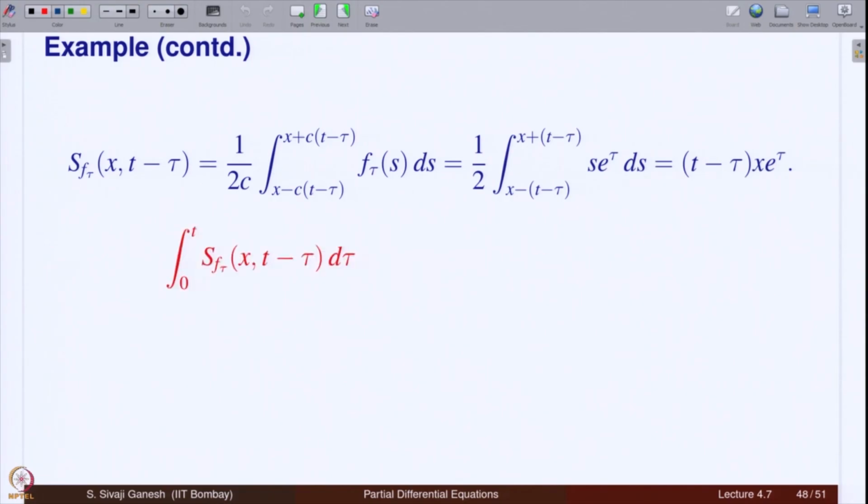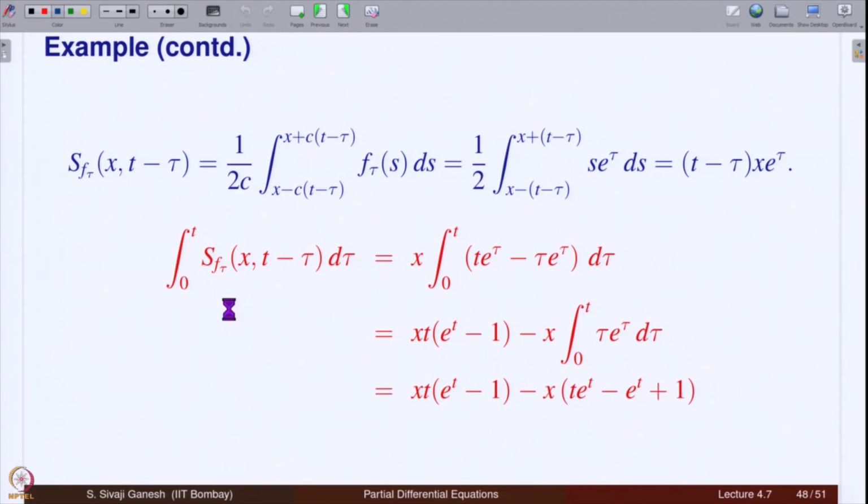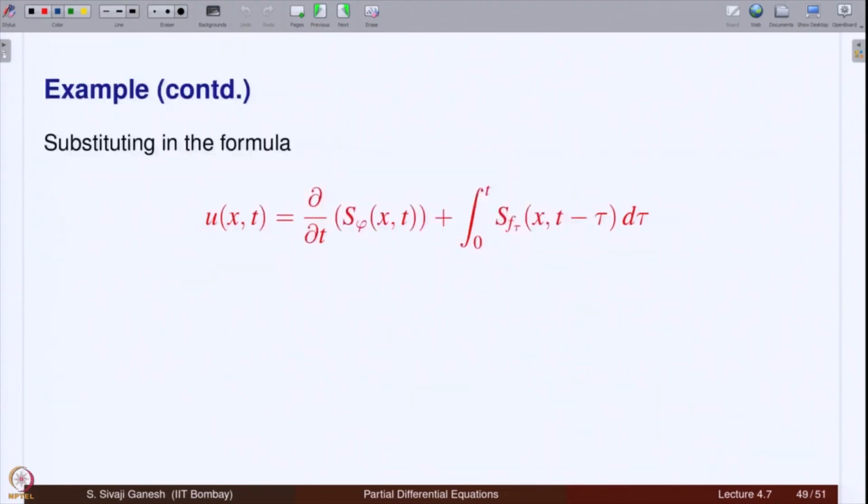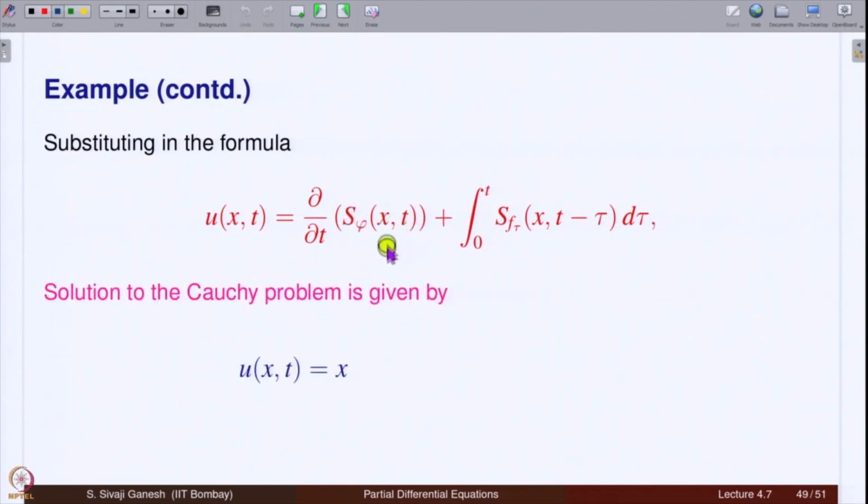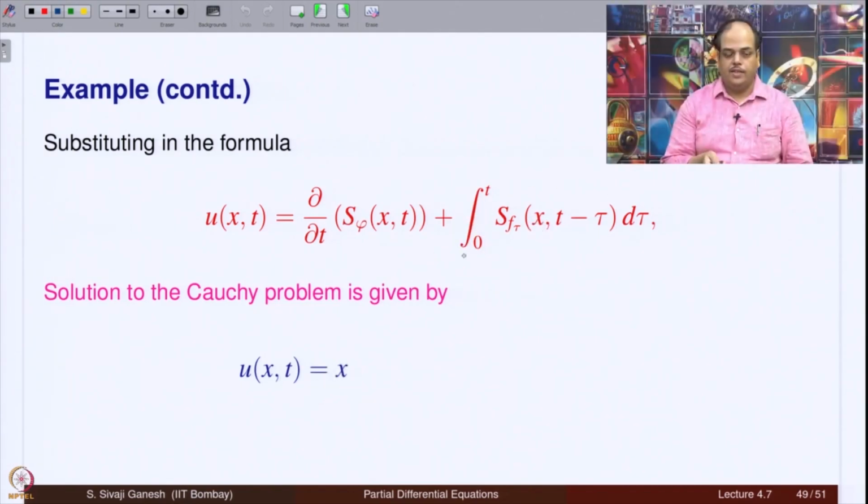Now, find this integral because this is what will give you the solution to the non-homogeneous wave equation, and that is given by this integral. On simplification we get this formula, x e power t minus x t minus x. Now we have to add these two. Okay, dou by dou t of S phi is required. S phi was x t, so dou by dou t will be simply x, plus this we will plug in from the last slide. Solution is x into e power t minus t.